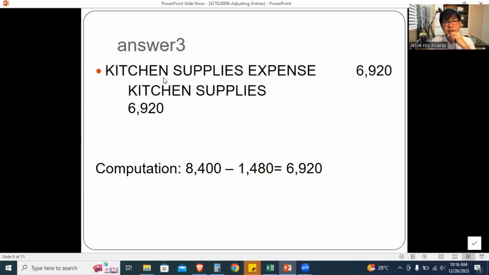Debit, kitchen supplies, 6,920, then credit, kitchen supplies. We record an expense, therefore, debit, and then we deduct it sa ato ang existing kitchen supplies.